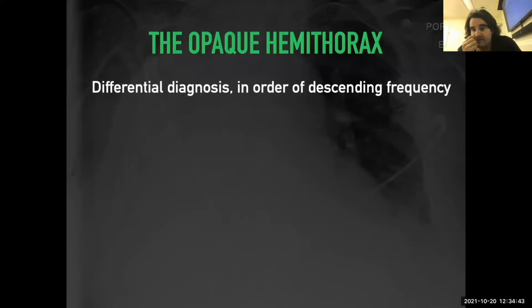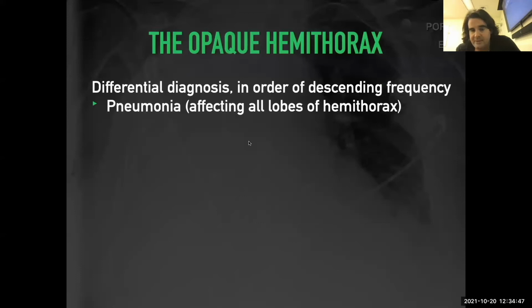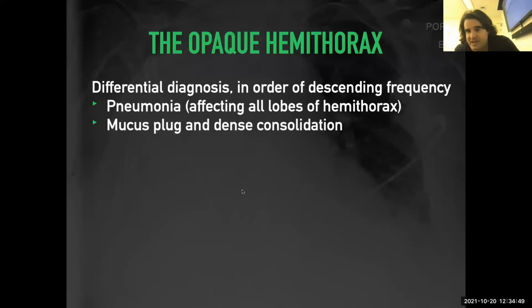So the opaque hemithorax is fairly challenging for a lot of reasons. You know, pneumonia, certainly we see that all the time. Mucus plugging, dense consolidations, massive pleural effusions.